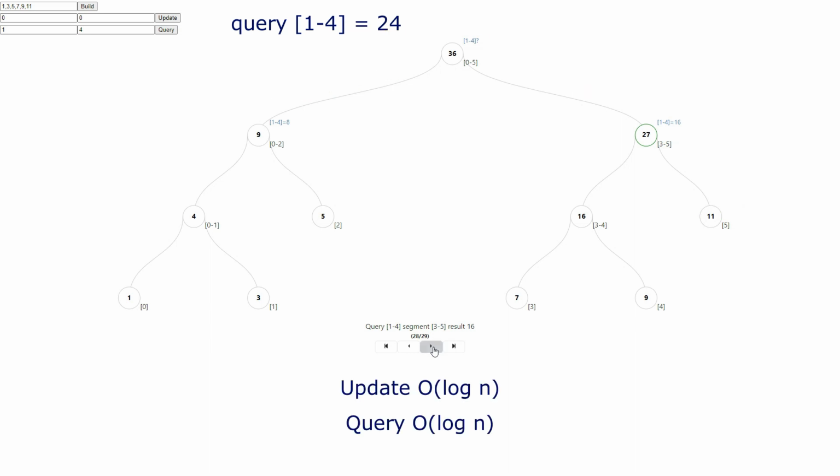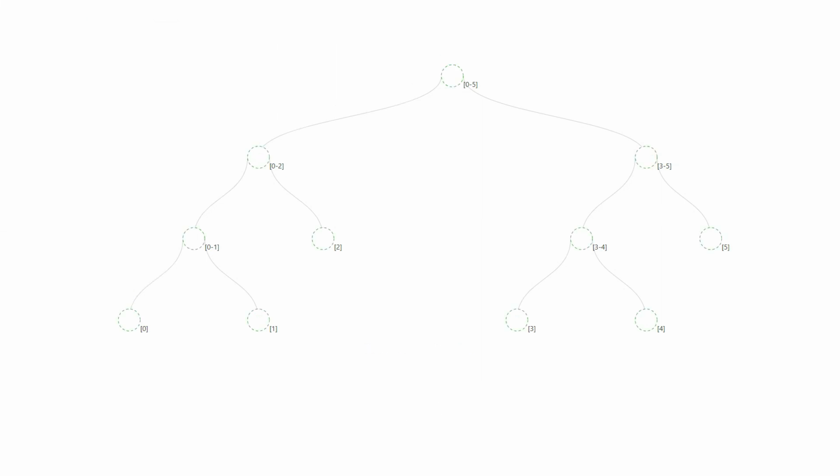The time complexity for both queries and updates is O(log n), where n is the number of elements in the array. Overall, segment trees provide an efficient way to perform range queries and updates on arrays, making them a useful data structure for various algorithmic problems.